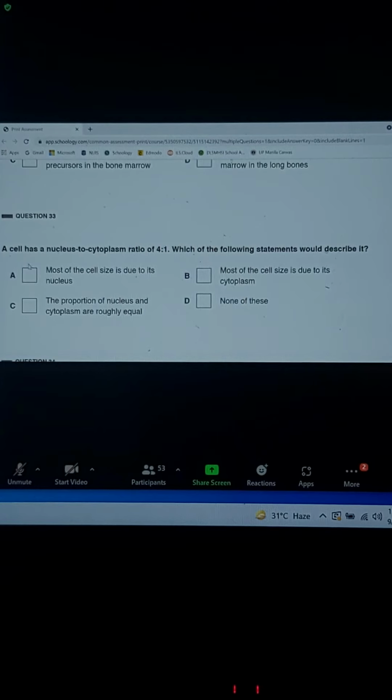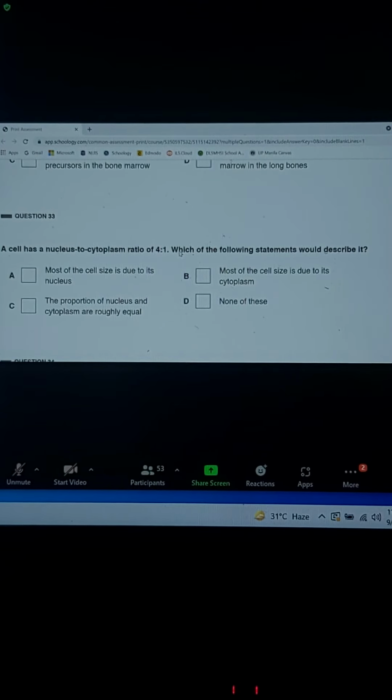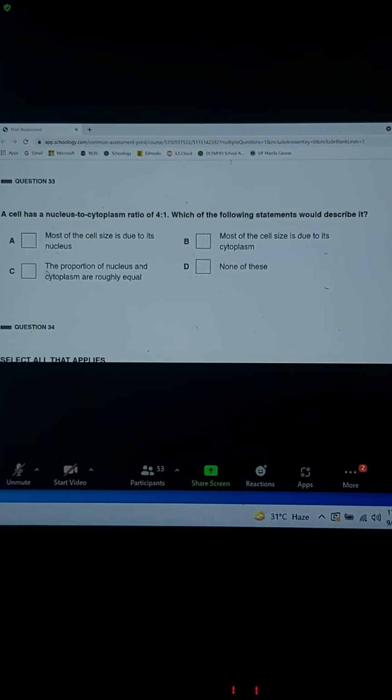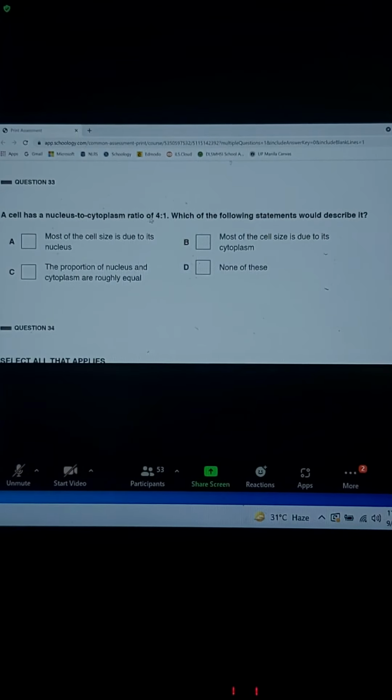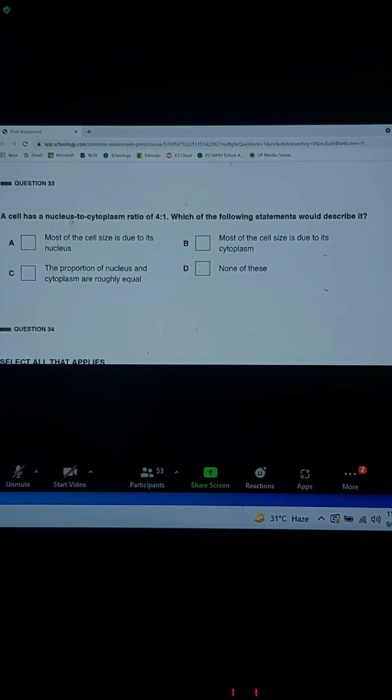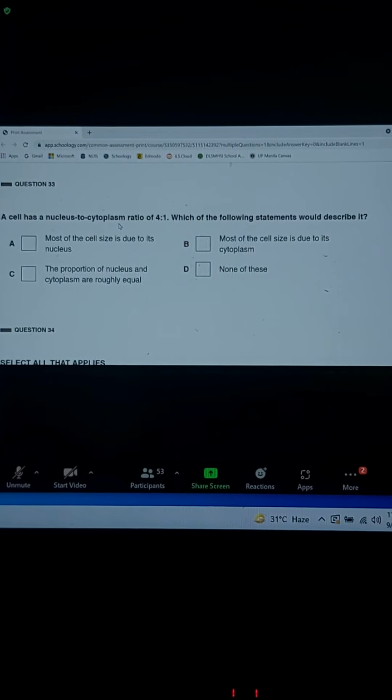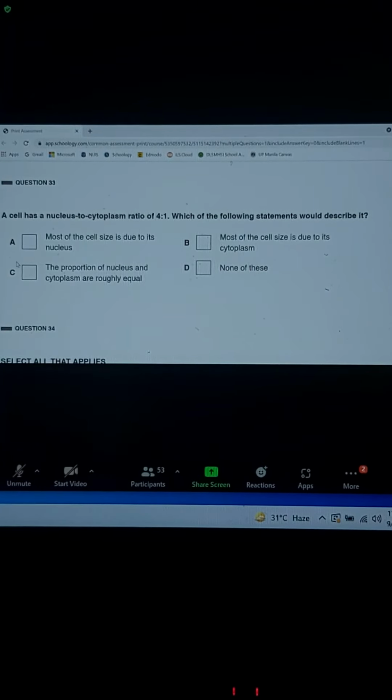Question number 33. A cell has a nucleus to cytoplasm ratio of 4:1. Which of the following statements would describe it? Letter A. Okay, so letter A. So most of the cell size is due to its nucleus. Kasi nucleus to cytoplasm, so mas marami yung nucleus. So siya yung 4 parts, 4 parts nucleus, 1 part of cytoplasm.